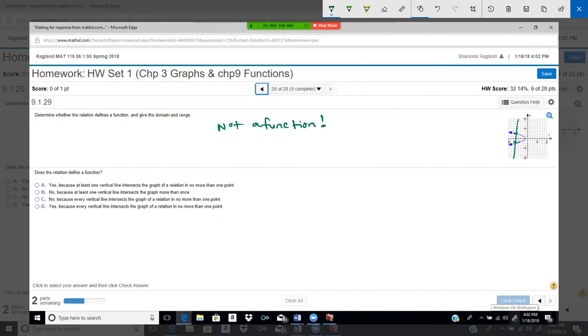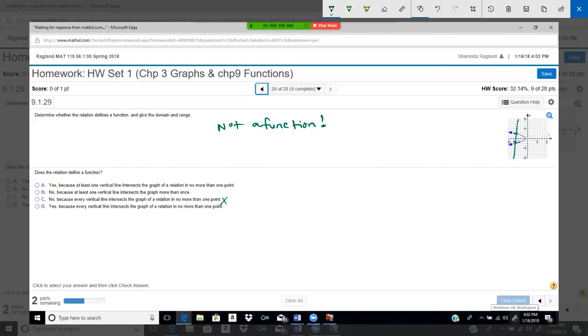So it says, does a relation define a function? We said no. So it's between B and C. B says no, because at least one vertical line intersects the graph more than once. C says no, because every vertical line intersects the graph in no more than one point. So that's not true, because it intersects in more than one point.